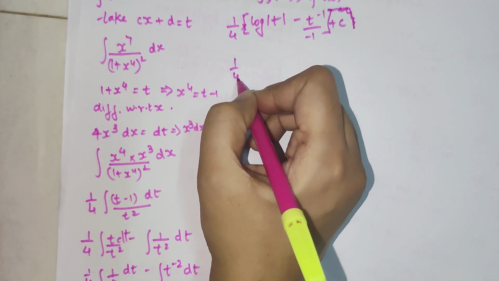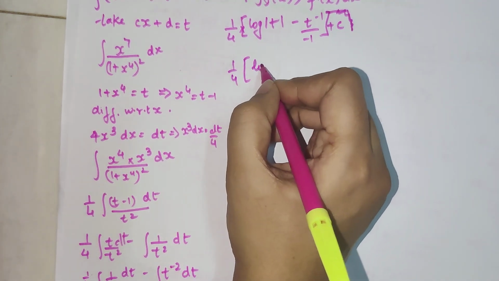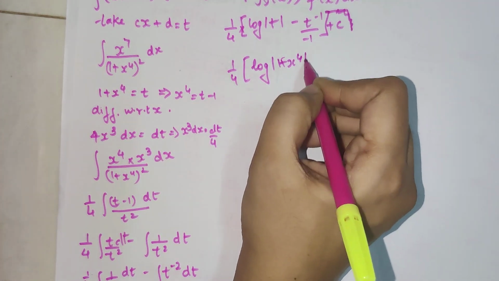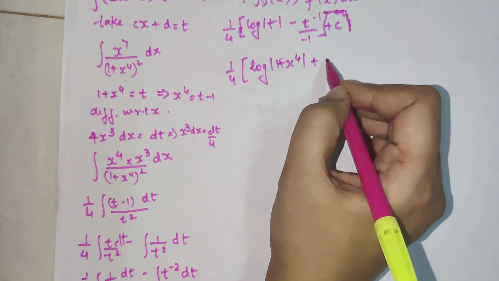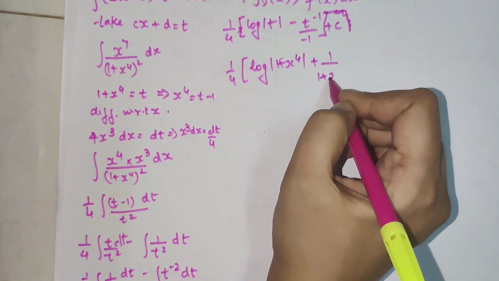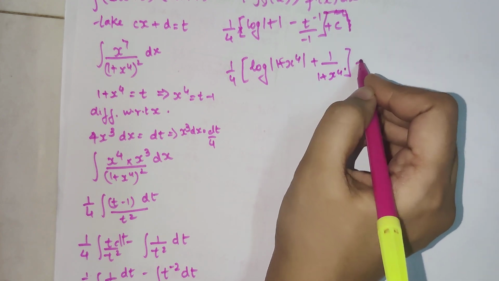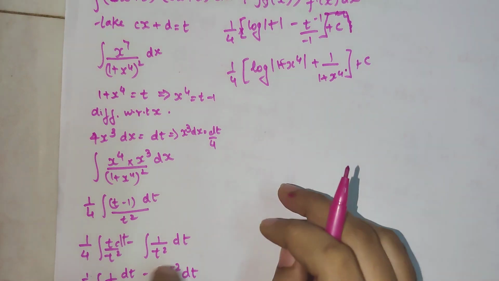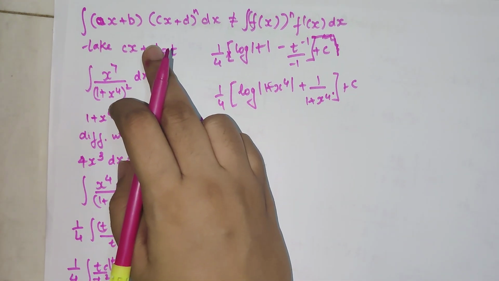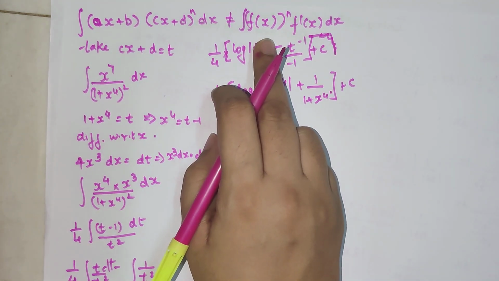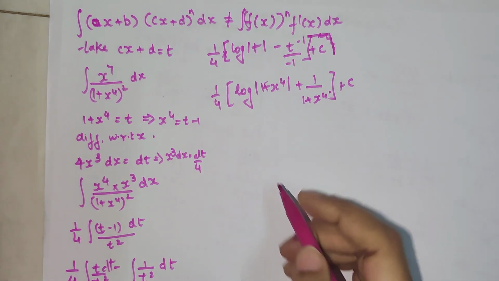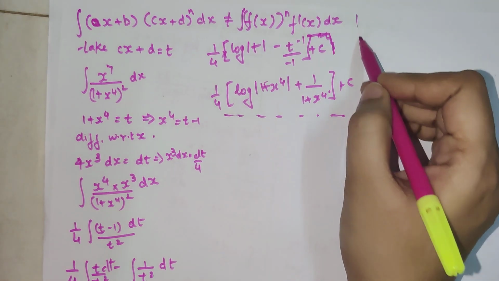Okay, so 1 upon 4 into log mod, what was your t? That was nothing but 1 plus x raised to 4. Minus and minus will get plus, so plus 1 upon 1 plus x raised to 4, plus c. Okay, so I hope you've understood how to deal with these kinds of questions, and you saw that this was completely different from your f of x the whole raised to n into f dash of x. Okay, so now let's talk about the next property.